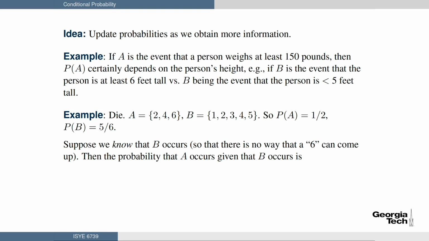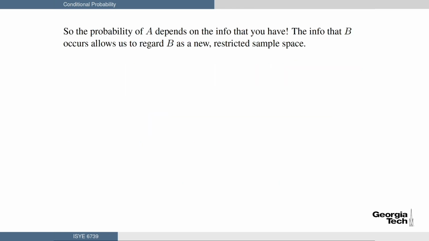Then the probability that A occurs, given that B occurs, is given by the notation P of A given B equals 2/5, and that equals, not coincidentally, the cardinality of the intersection of A and B divided by the cardinality of B. We'll get into details on that in just a minute. So, the probability of A depends on the information that you have. The information that B occurs allows us to regard B as a new restricted sample space.